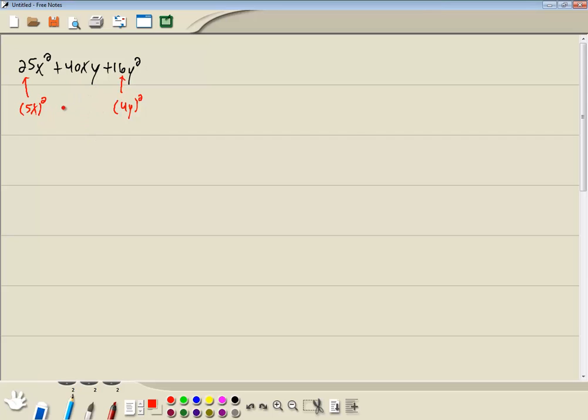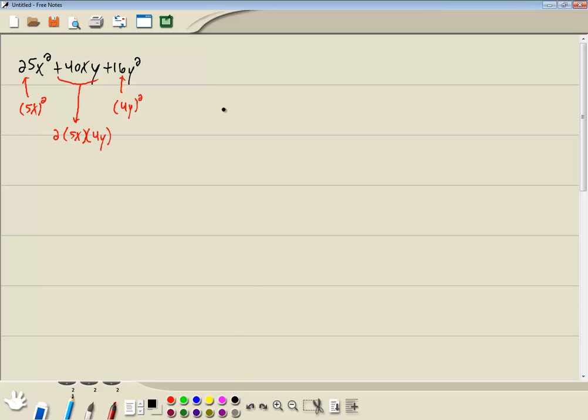Now, in order for this to work, though, this middle part here has to be 2 times what's inside the parentheses here times what's inside the parentheses here. So let's see if that's true. Well, 5 times 4 is 20, times 2 is 40. And we got 40xy, so that works.